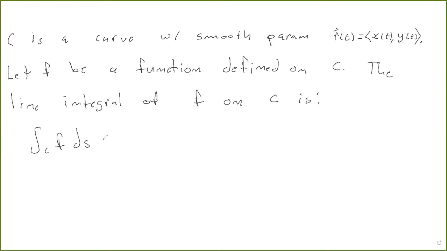Okay, this is equal to the limit as n goes to positive infinity of these following Riemann sums, the sum from i equals 1 to n of f of xi, yi, delta si. Let me just briefly identify what these things are. So it's going to be very similar to the last video.